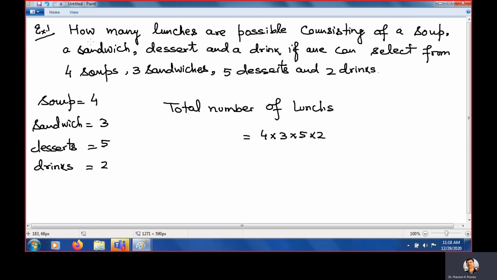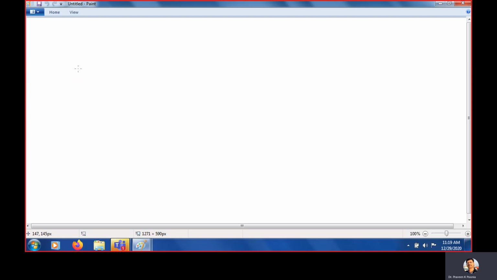Similarly, if I have other things, we need to find how many possible ways there are. So here 4 types of soups, 3 types of sandwiches, 5 types of desserts, 2 types of drinks are available. So you need to multiply. 4 times 3 is 12, 12 times 5 is 60, 60 times 2 is 120. Clear? So there are 120 different types of lunch possible with the availability of these soups, sandwiches, desserts and drinks. Okay. Now we will take another question.